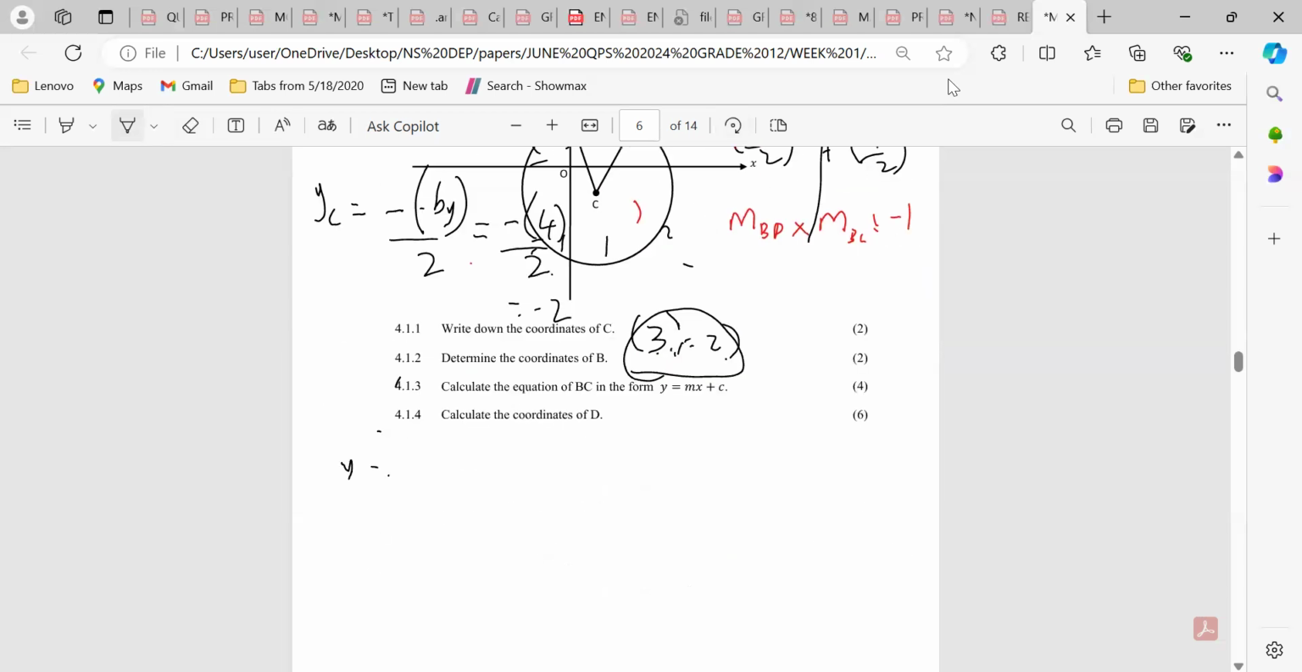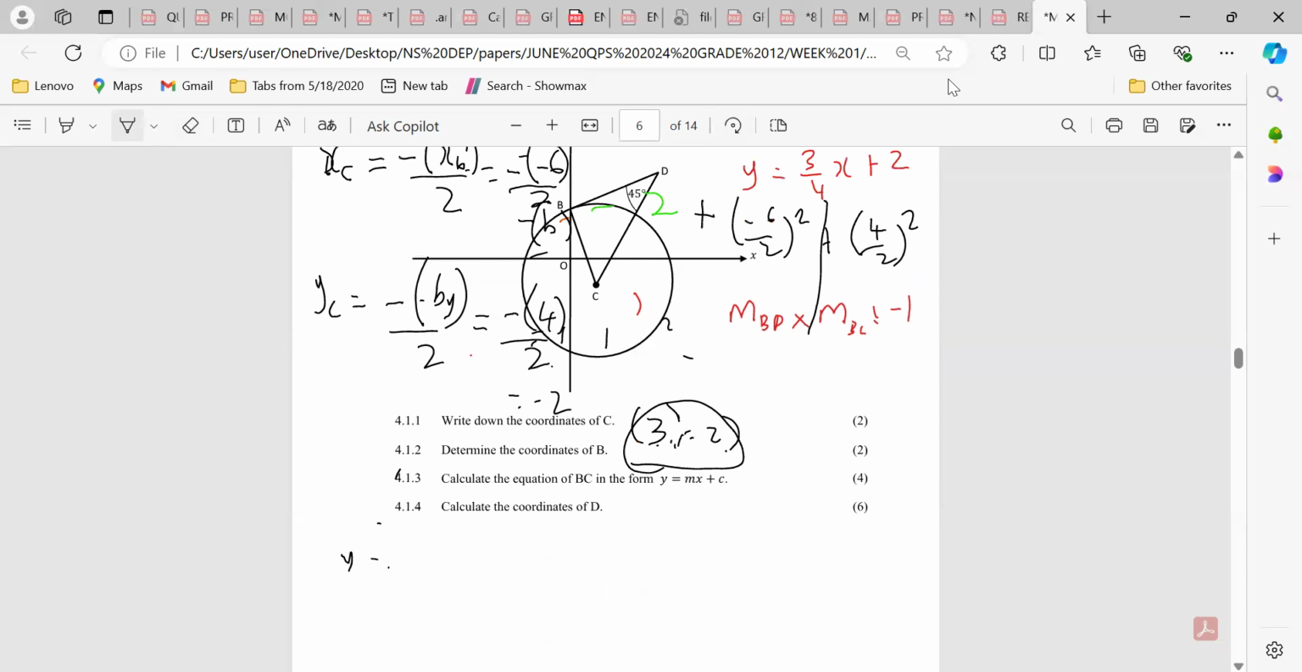Coordinates of B. What is happening at B? We have two options there. B is the y-intercept of the circle, and B is the y-intercept of the straight line. So it's up to you which one you want to use. You can use the straight line. If you're not using the straight line, you can use the what there? The circle. The circle is complicated, so use the straight line.